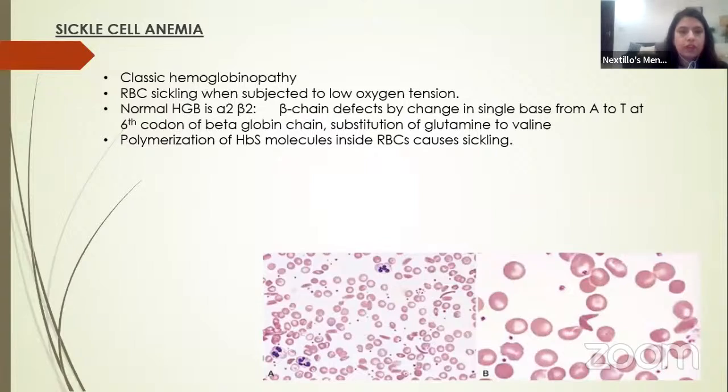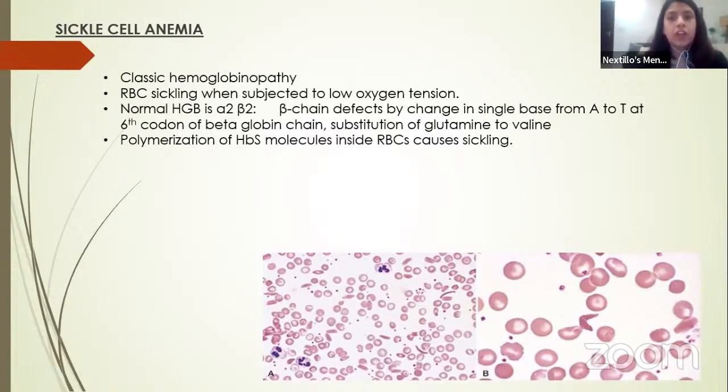Now we come to a hemoglobinopathy called sickle cell anemia. Now, what is sickle cell anemia? Basically, we have already discussed the structure of hemoglobin. Normal hemoglobin is 2 alpha and 2 beta chains. Now in sickle cell anemia, there is a defect in the beta chain: the base adenine is converted to thymine at the 6th codon of the beta globin chain, because of which the glutamine, which had the adenine, is now converted to valine.